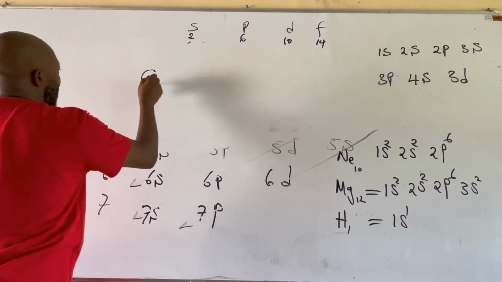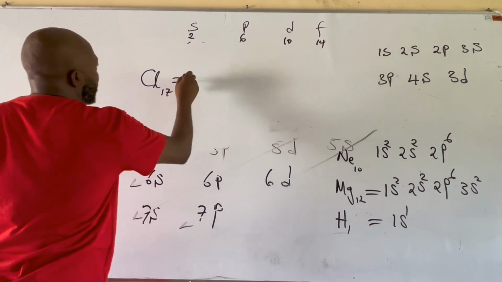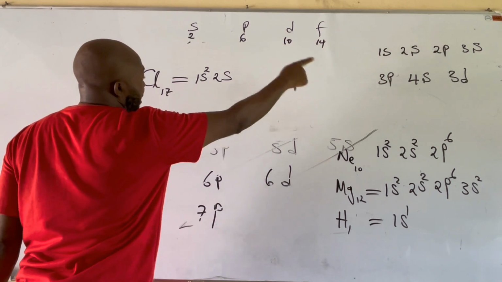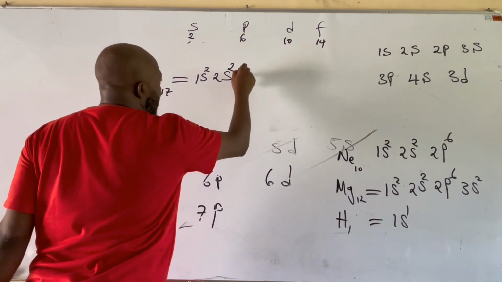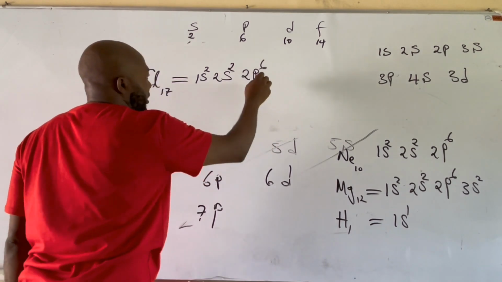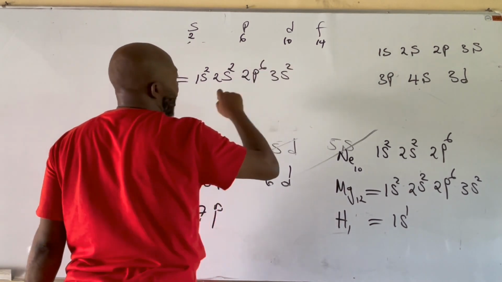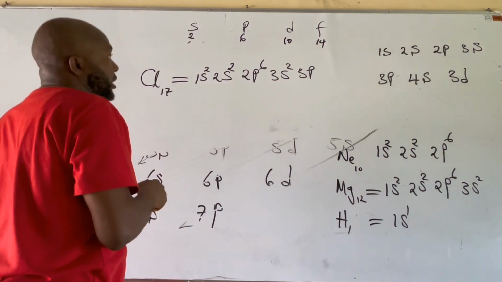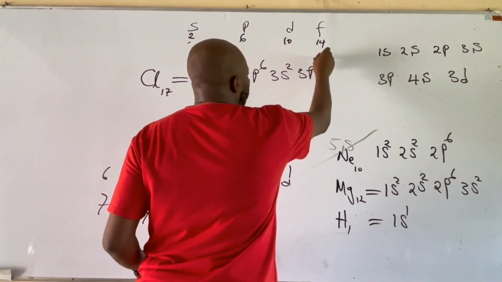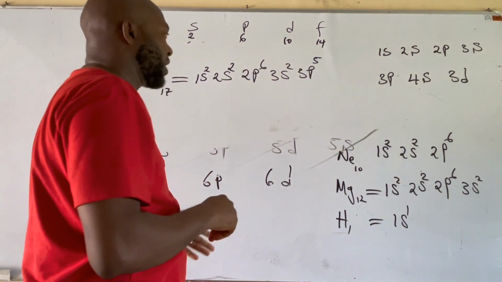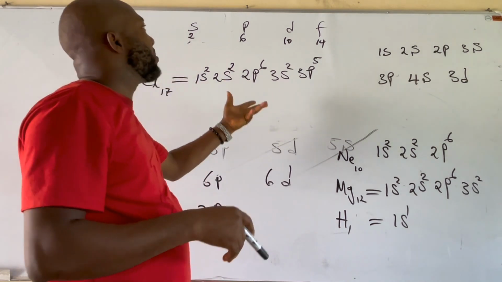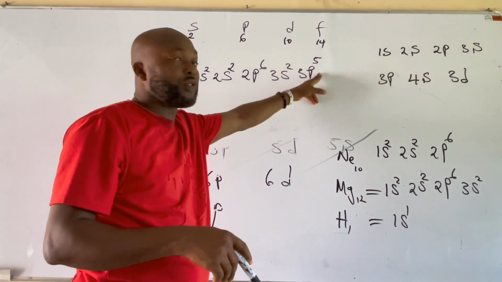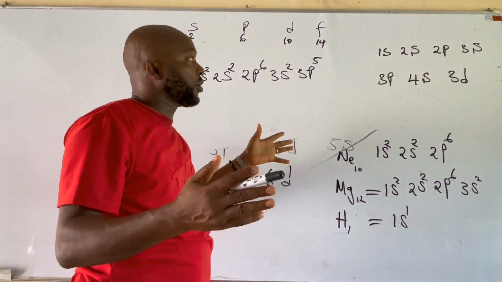Chlorine is 17. So I will start 1s2, 2s2. The next one is 2p6, I have 10. 3s2, I have 12. 3p, what will give me 17? 12 plus 5. So now this becomes the configuration for chlorine. Now, since we say the maximum of p is 6, if it is 3, you put your 3. Whatever it is, you include it. And so on and so forth.